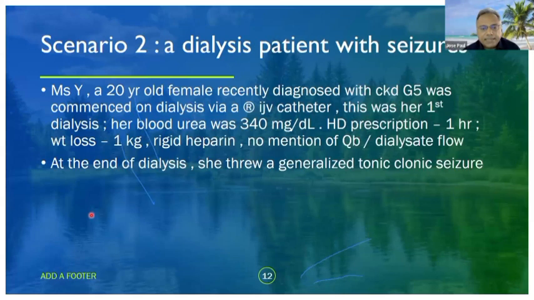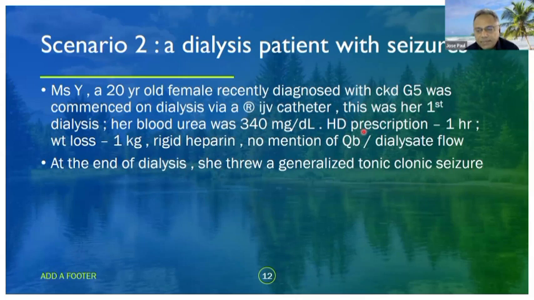Then the second scenario. Scenario 2 is a dialysis patient with seizures. Miss Y, a 20-year-old female recently diagnosed with chronic kidney disease stage 5, was commenced on dialysis via a right internal jugular vein catheter. This was her first dialysis, and her blood urea was 340 milligram per deciliter.